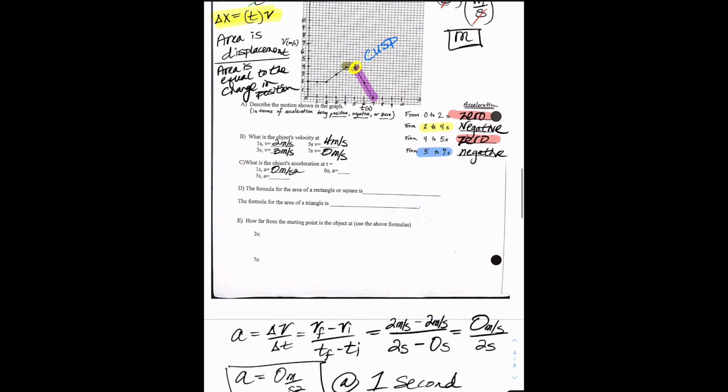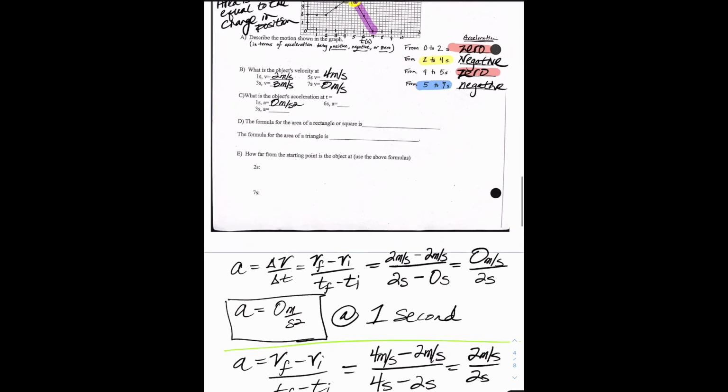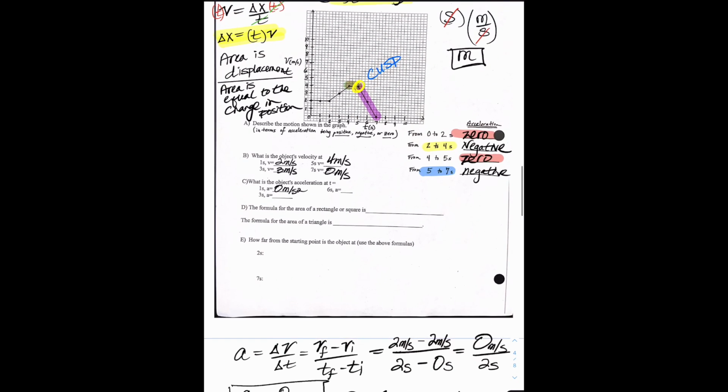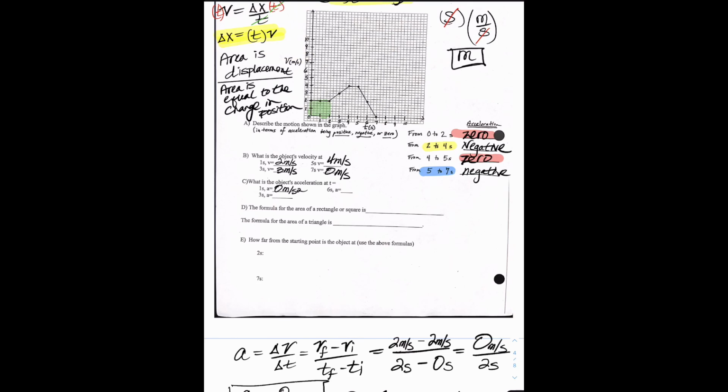All right, good. Part D, the formula for the area of a rectangle, area of a triangle. We already did that. It's up above. Part E, how far from the starting point is the object at 2 seconds and 7 seconds? Use the formulas above. All right, so we just did this a second ago. And we said that the area of this graph is determined by the area under the graph, right? So for 2 seconds, we only care about this area right here. And you can see that the shape of that is going to be a square, right?